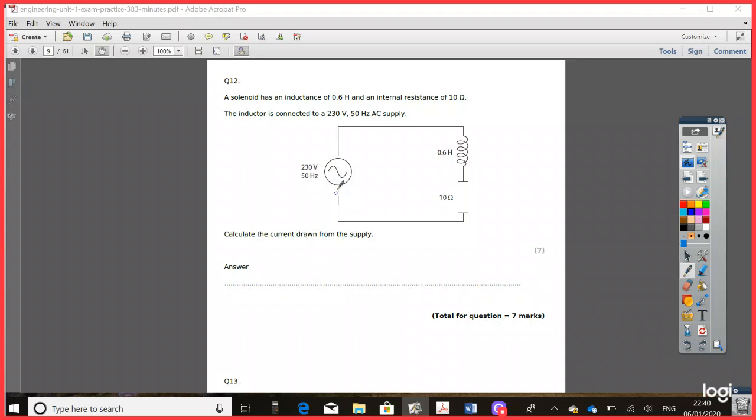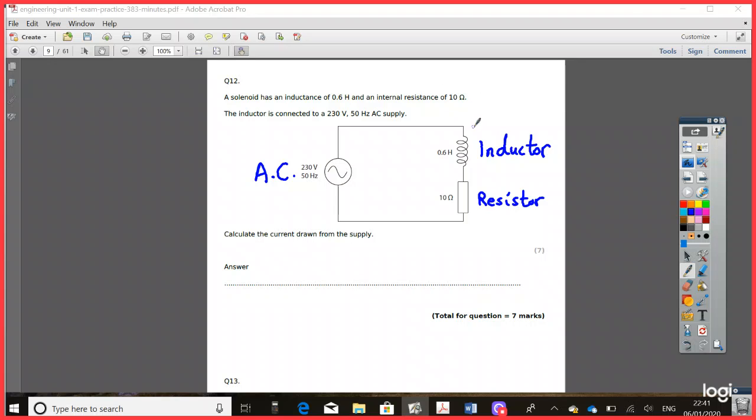So what I see is an AC current. Something you need to notice: this is AC, so it's a sinusoidal voltage supply. Then you have a curly line like this, and that's the inductor, just a reminder. And what is it connecting to? It's connecting in series with a resistor.